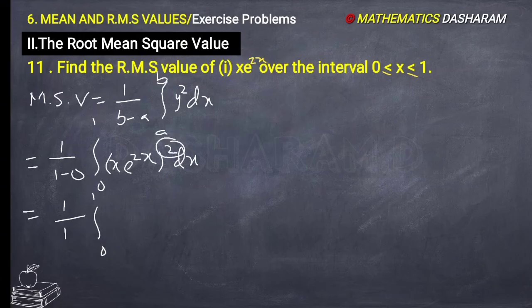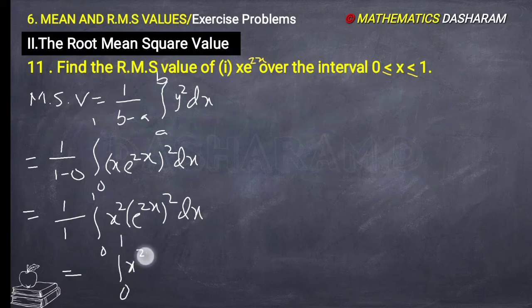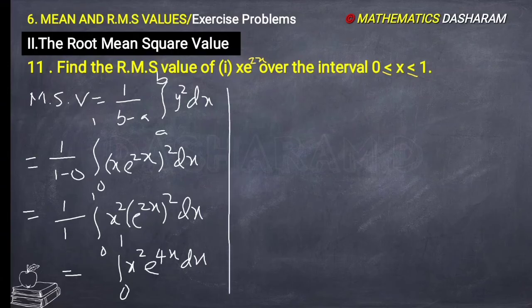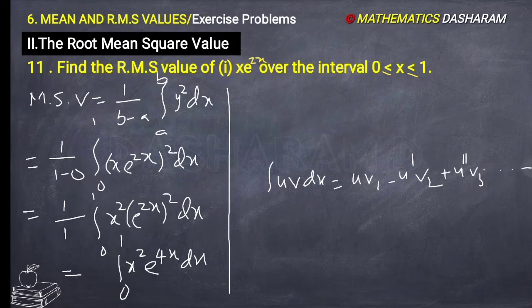Here we can apply the square for x and for e power 2x. So x square into e power 2x whole square dx, which equals 1 by 1 is 1, 0 to 1 x square into e power 4x dx. So here let's apply the Bernoulli's rule. Bernoulli's rule means integration u into v dx is u v1 minus u dash v2 plus u double dash v3. So here u means x square.